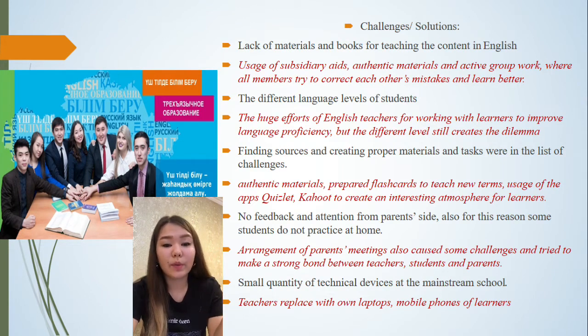So the first problem was a lack of materials and books for teaching the content in English. As solutions, teachers used subsidiary aids, authentic materials, and active group work where all members try to correct each other's mistakes and learn better. Second one is different language levels of students. At school, most of the English teachers helped to cope with this problem, but different levels still create a dilemma.